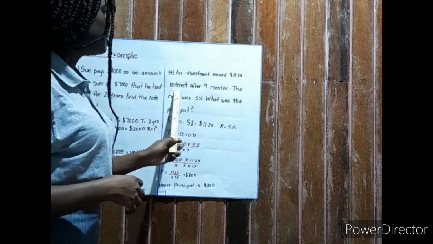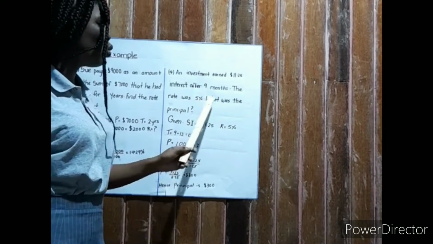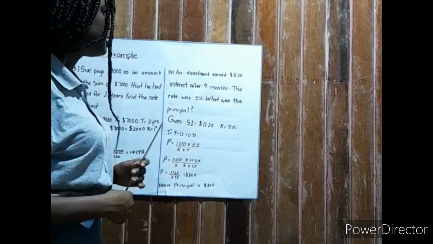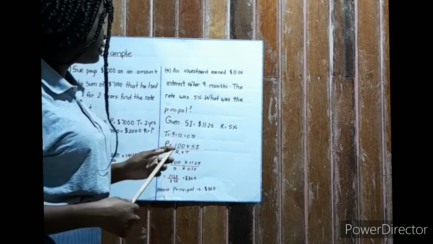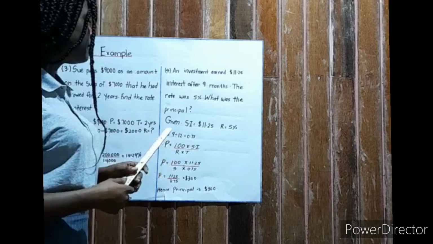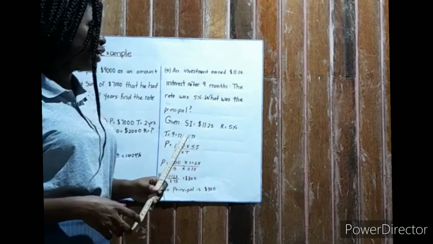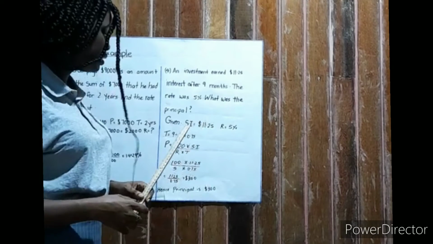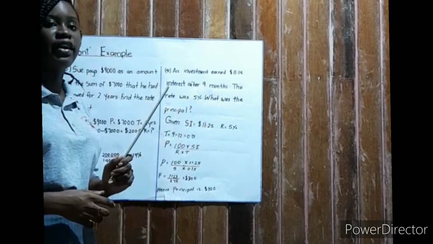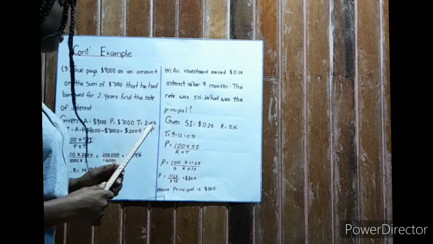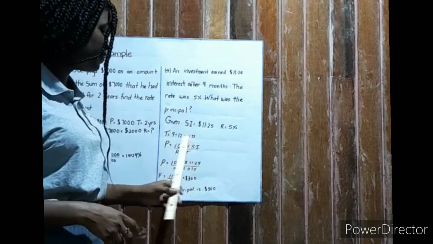Next question: $11.25 interest was earned after 9 months, and the rate was 5%. What was the principal? What is given? Simple interest is given, the rate is given, and the time, right? The simple interest is $11.25, whereas the rate is 5%. The time is 9 months, so we have to divide 9 by 12. So 9 divided by 12 is equal to 0.75.